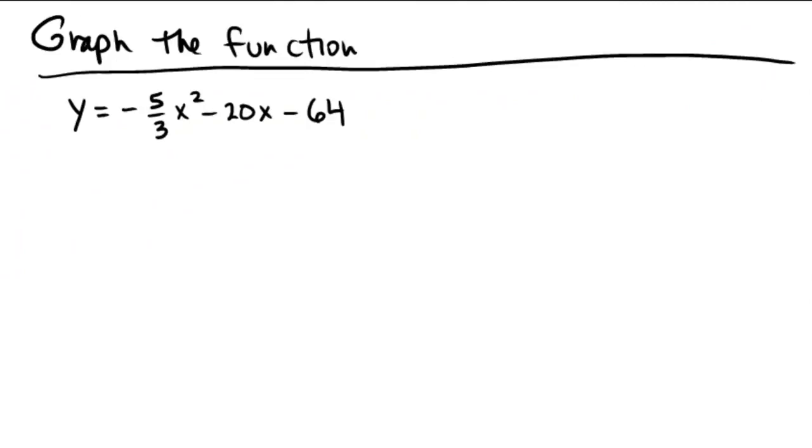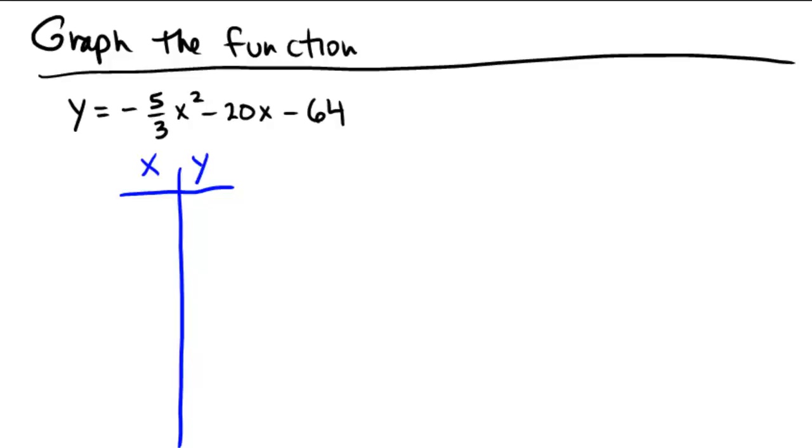The parabola negative 5/3 x squared minus 20x minus 64. Okay, the typical way we like to graph in our software here is to find the vertex and then find 2 points on either side of the vertex. So let me make an XY table here, and then these would be what we'd put into our graph.